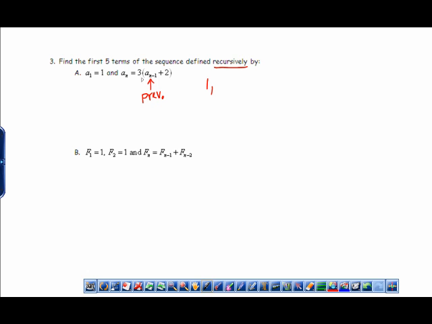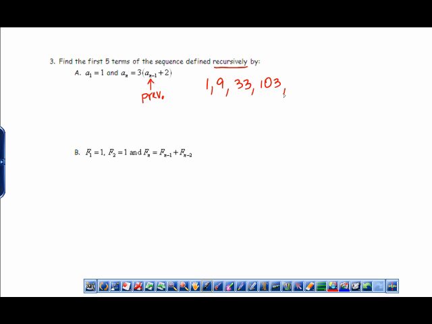All right, and so now what we're going to do is take this 1, add 2 to it, and then multiply that number by 3. So that's going to give us 9. Okay, now we're going to take 9, add 2, multiply by 3, and we get 33. Now we're going to take 33, add 2, multiply by 3, and we get 103.